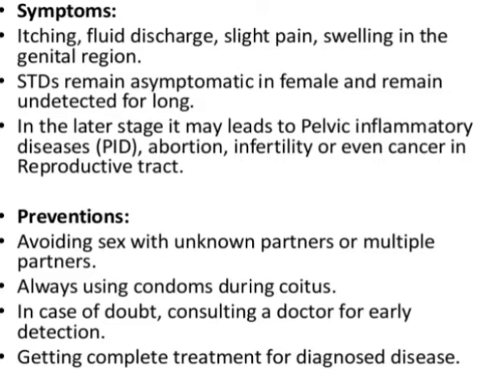If we talk about prevention of these sexually transmitted diseases, the first thing is avoiding sex with unknown partners or multiple partners. The second is always using condoms during intercourse. The third is, in case of doubt, consulting a doctor for early detection. And the last one is getting complete treatment for the diagnosed disease. That means if a person has been diagnosed with some kind of sexually transmitted disease, he has to complete the course of his treatment.